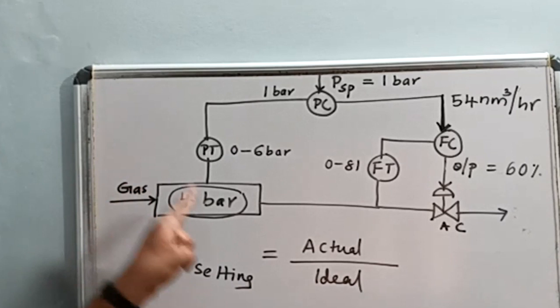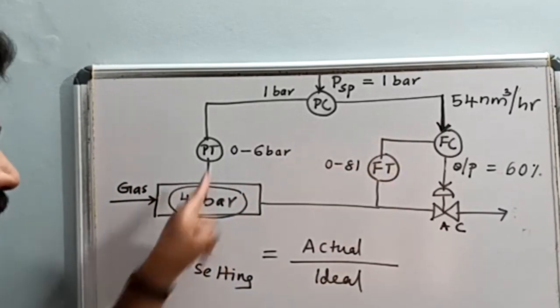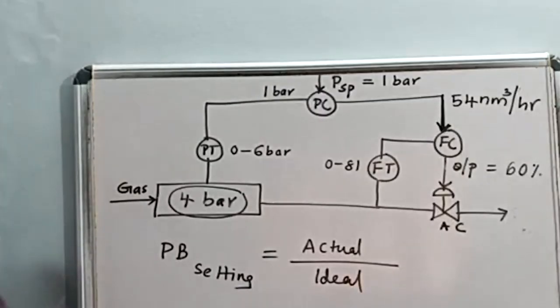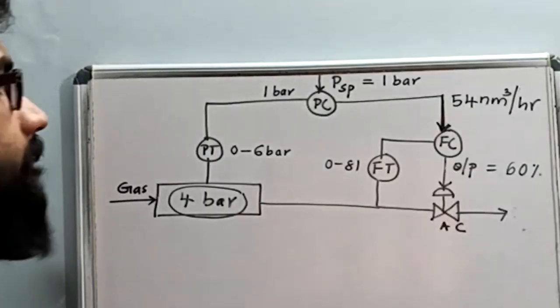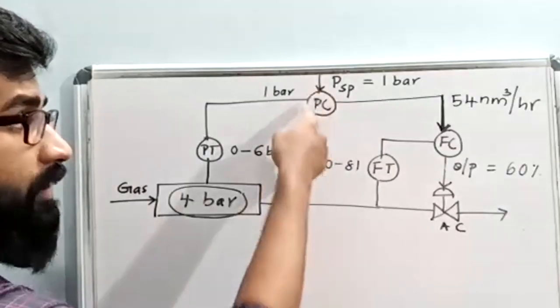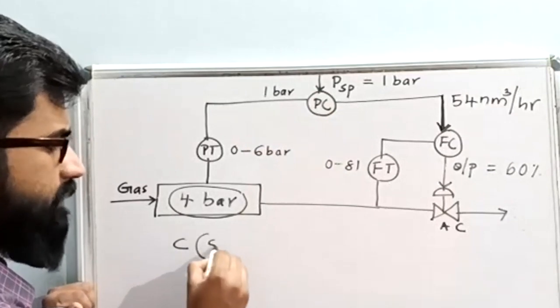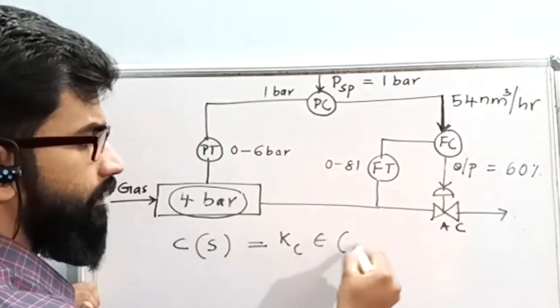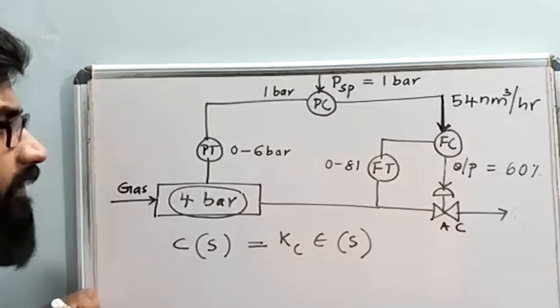Actual range is the range they have given in the question, the value they are giving. That is, they are saying for getting 4 bar, 54. For this, what is the range divided by ideal range? If you want to understand that, we will see what the ideal range is. They are saying the pressure controller we are using is a proportional controller. So what is the equation for a proportional controller? C of S or C of T is equal to Kc into your error.